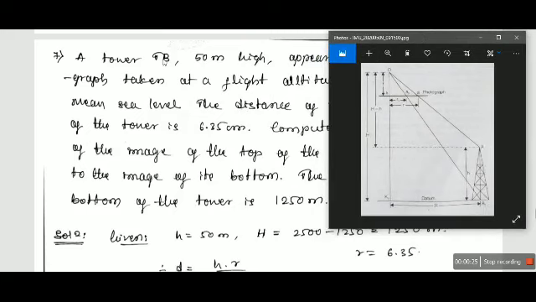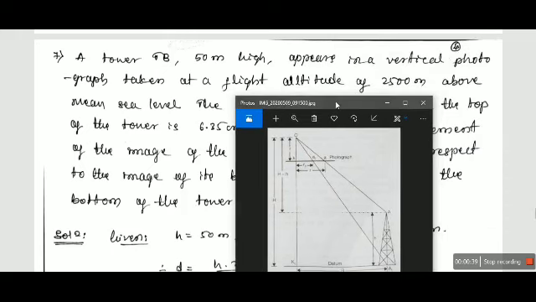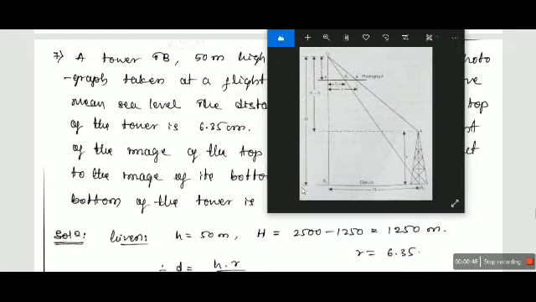The tower TB is given. For example, this is TP; whatever points there are, you can take it as TB. The height of the tower is 50 meters, so this is small h. Then the vertical photograph is taken at a flight height altitude of 2500 meters above the mean sea level. So again, this is our datum. The height of the camera from this datum is capital H.